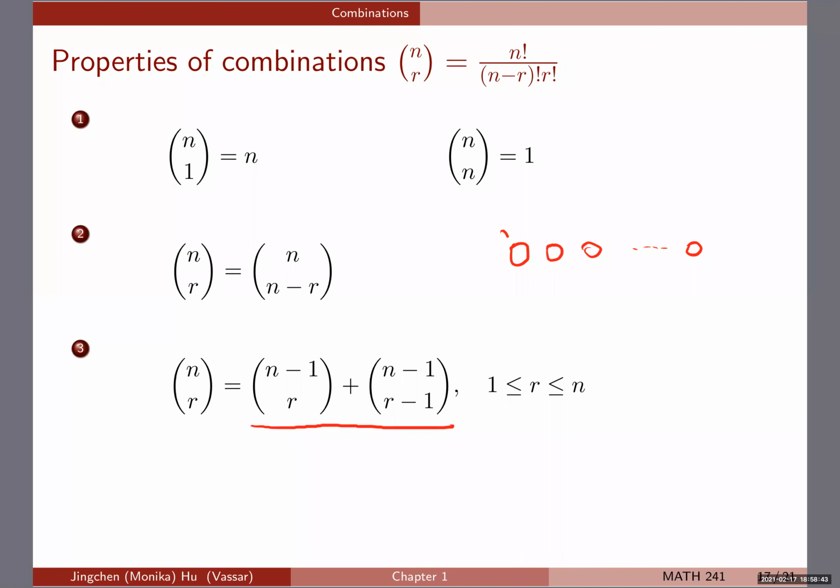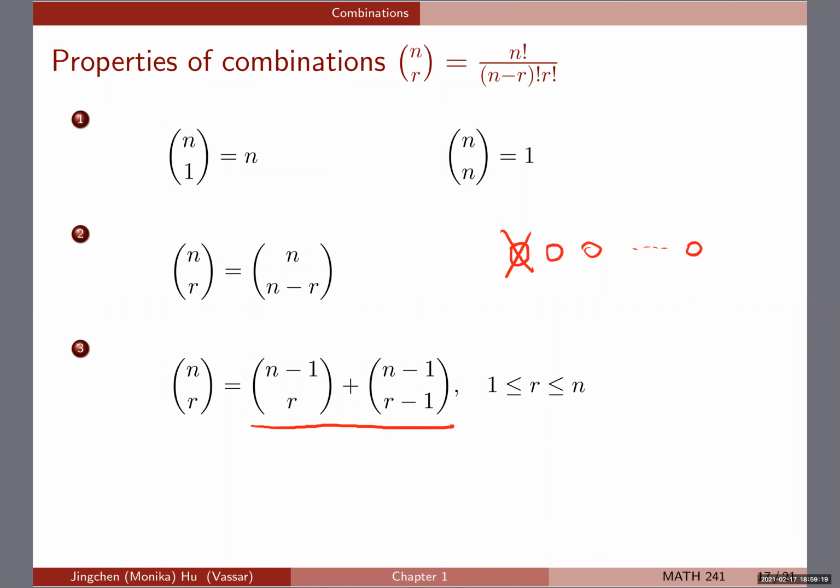I'm just going to cross it as a highlight here. In order to choose r objects out of the n objects, if I focus on the first item, there are only two scenarios that might arise. The first is that in my selection of r objects, the first item is not in there. The second is that in my selection of r objects, the first object is in there. The two cannot happen at the same time.